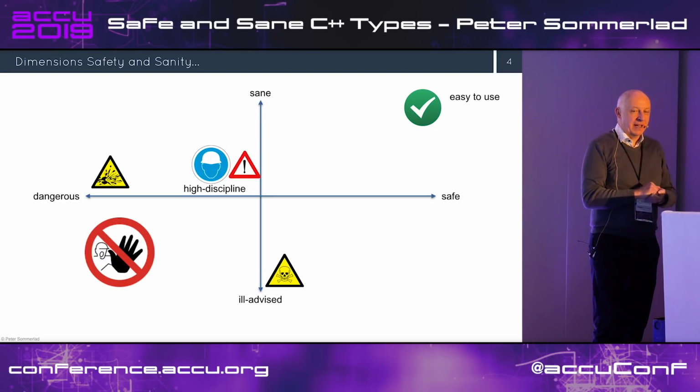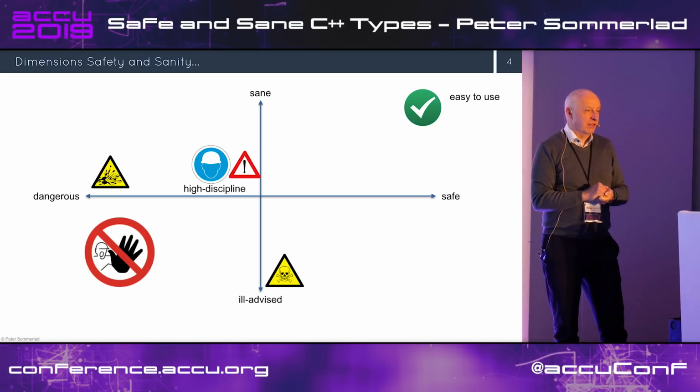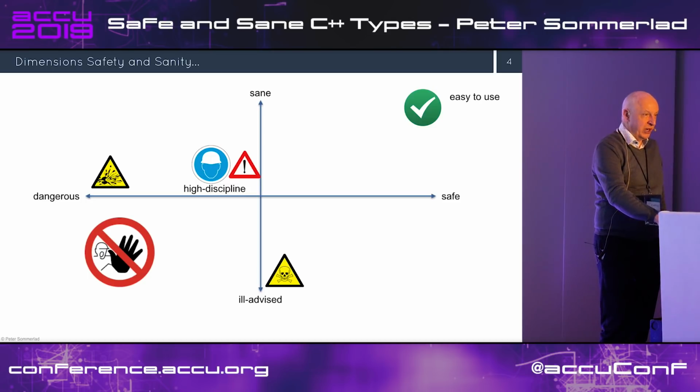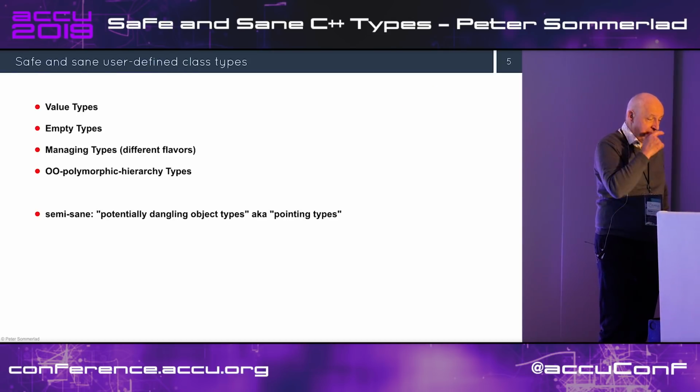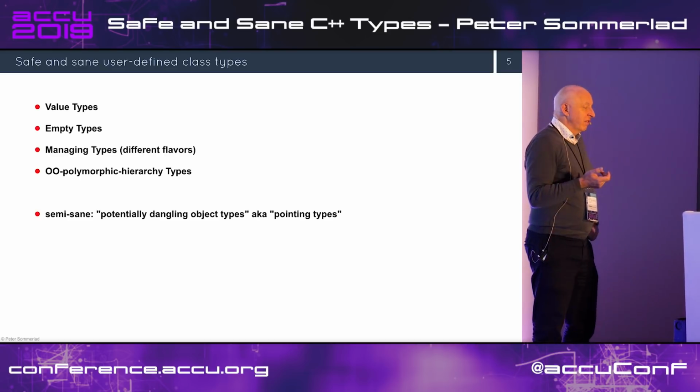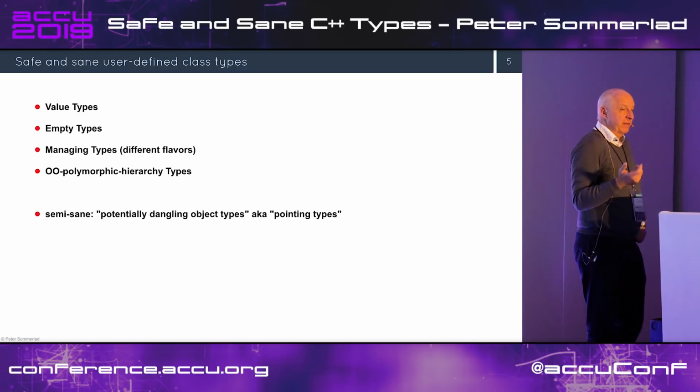The problem is C++ code might end up in all of these 4 quadrants or in all this area. And there are some questions I will try to answer where things actually are. So what can you do in user-defined class types? That's the power of C++.